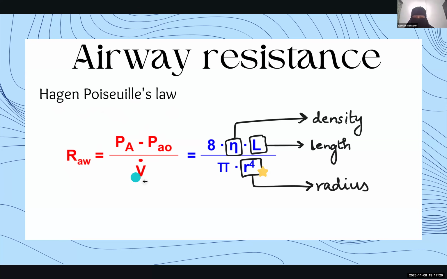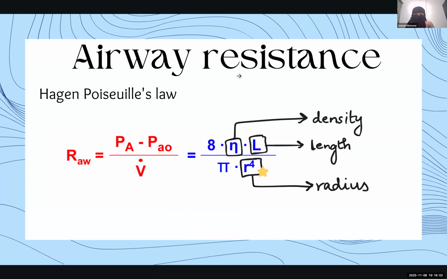V with a dot on top is called the flow. This is the flow that I talked about in the previous slides. So pressure difference divided by the flow is the resistance, right? It's also calculated with another cool formula, which has 8 times eta times L divided by pi times r to the power of 4. Do you need to memorize all of this? No, they're not going to give you any numerical questions based on this.